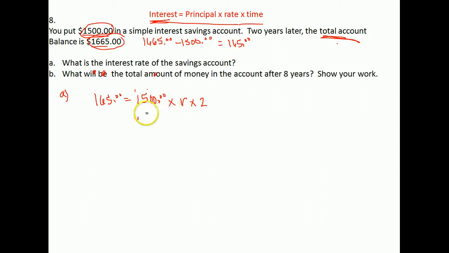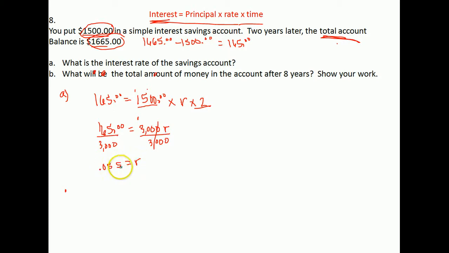Again, we're just going to solve this equation. So we need to simplify this side. Notice we have a 1,500 and a 2. Everything's multiplied. So we can multiply the 1,500 times the 2 just to simplify it a little bit. So now we would have $165 equals 3,000 times R. Again, our job is to solve for R. So I'm going to divide both sides by 3,000 here to get rid of it and here to keep the equation balanced. We get a rate of 0.055.